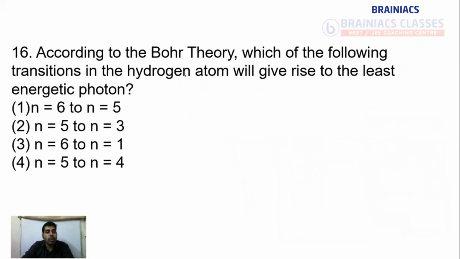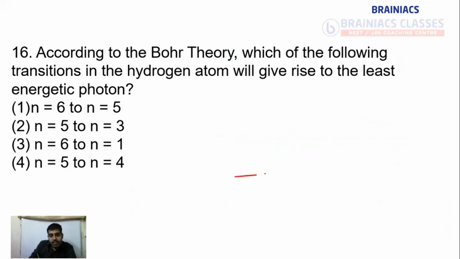Moving on to the next question, question number 16. According to Bohr theory, which of the following transitions in the hydrogen atom will give rise to the least energetic photon? The options are 6 to 5, 5 to 3, 6 to 1, 5 to 4.